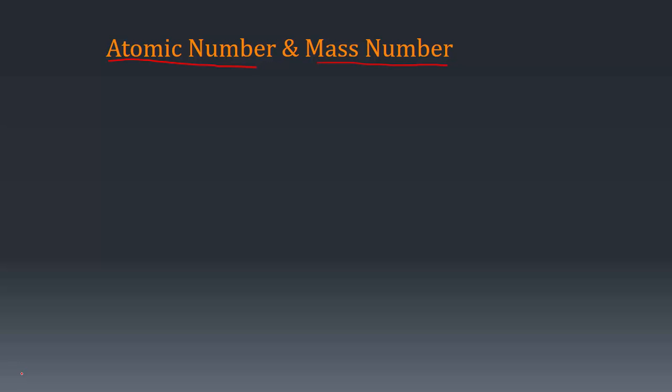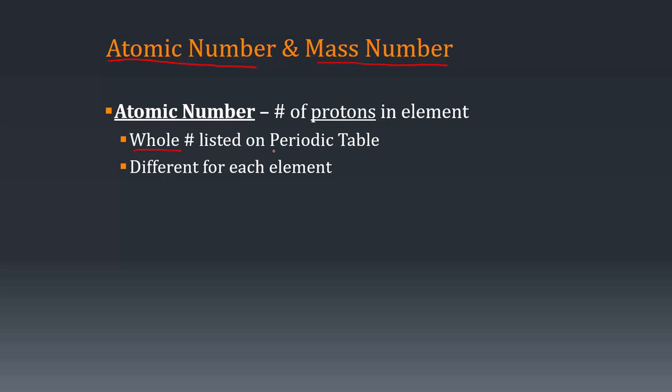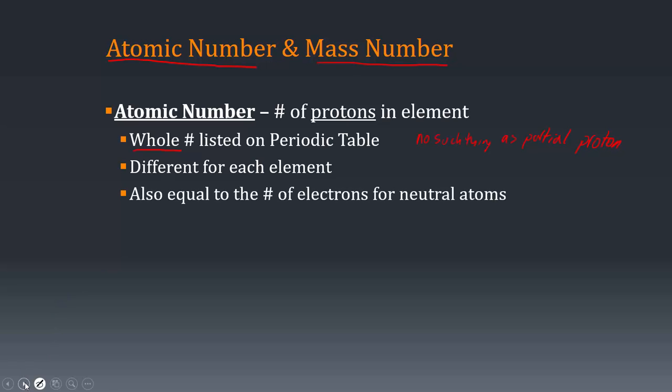Now, mass number is not something that you've probably seen before. Atomic number we know. Atomic number is the number of protons in an element, and because atoms are neutral, it's also the number of electrons. It's a whole number. We can't have partial protons, right? That's sort of a big deal. No such thing as a partial proton. You either have one or you don't. You can't have a part of a proton. It is different for every element. Remember, it's the number of protons that determines which element an atom happens to be, and because atoms are neutral, it's also equal to the number of electrons.